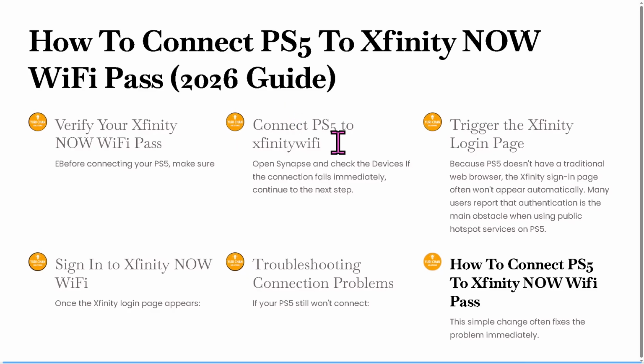After that, you need to connect the PS5 to Xfinity Wi-Fi. So open Settings, select Network, choose Settings, and select Setup Internet Connection. And wait for available networks to load, and then choose Xfinity Wi-Fi. If the connection fails immediately, continue to the next step, which is to trigger the Xfinity login page.